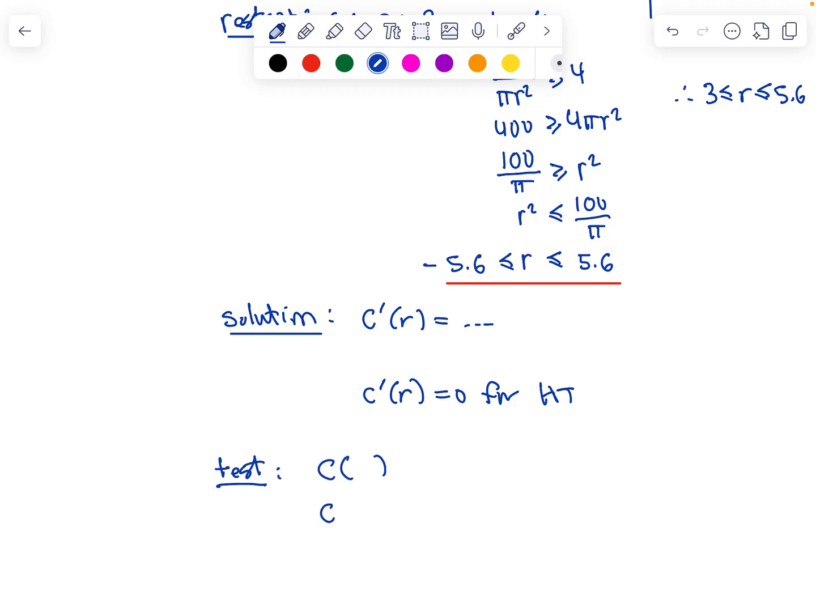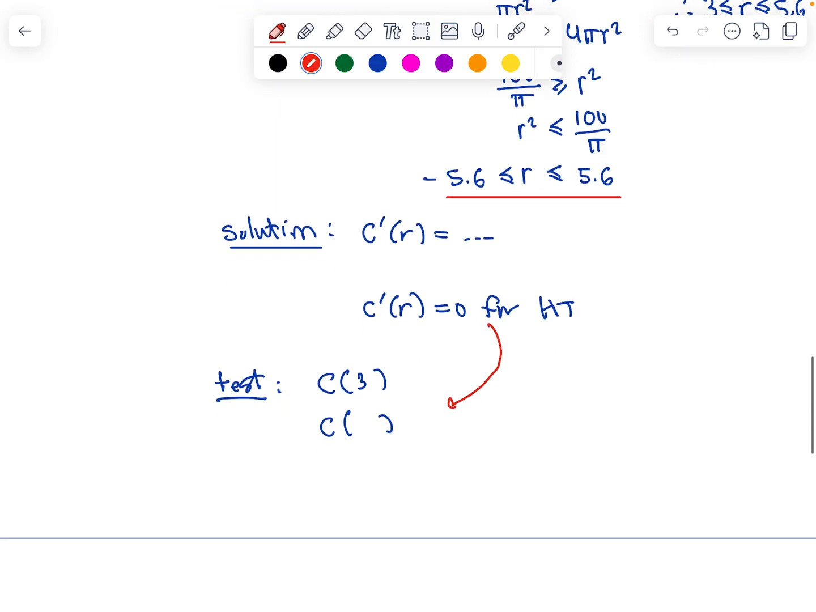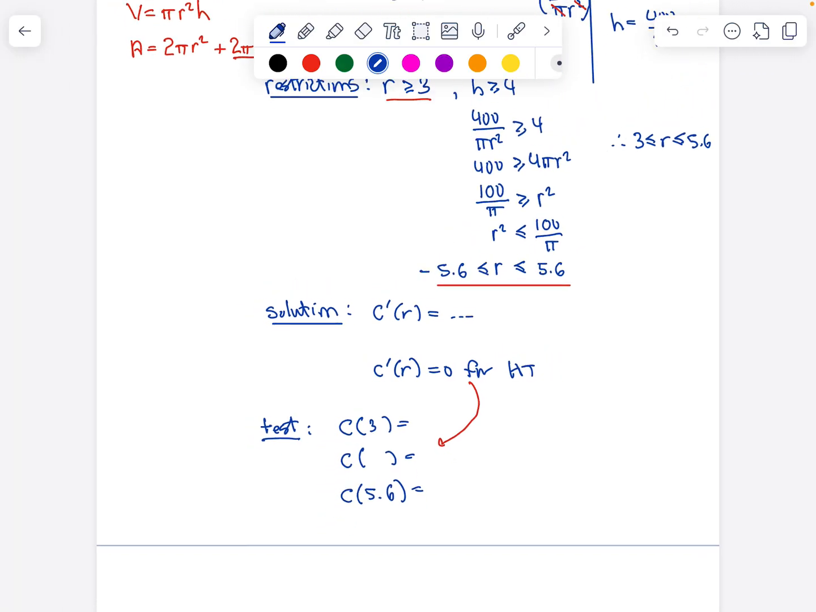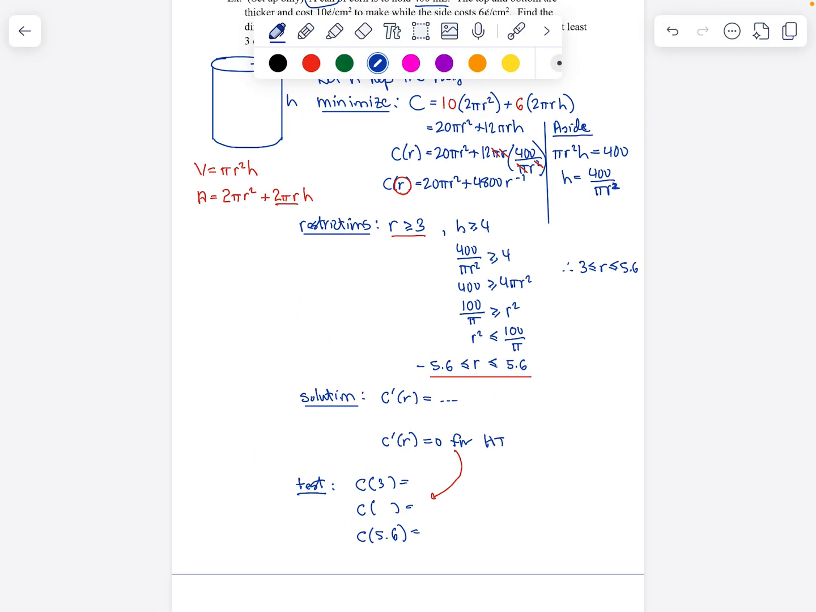And then lastly, we would need to test any values that we found. C at 3, and we already know we would need to do C at 3, C at whatever values we get from this part here, whether that's 1 or 2 or 3, however many values we get, and then I would need to do C at the upper bound as well. So what is the cost at all of these values to figure out which one is actually giving us the minimum cost. Okay, so there's our setup without doing a full solution.